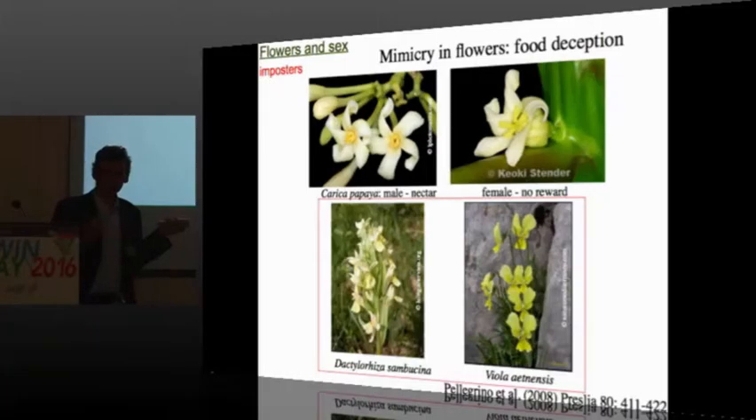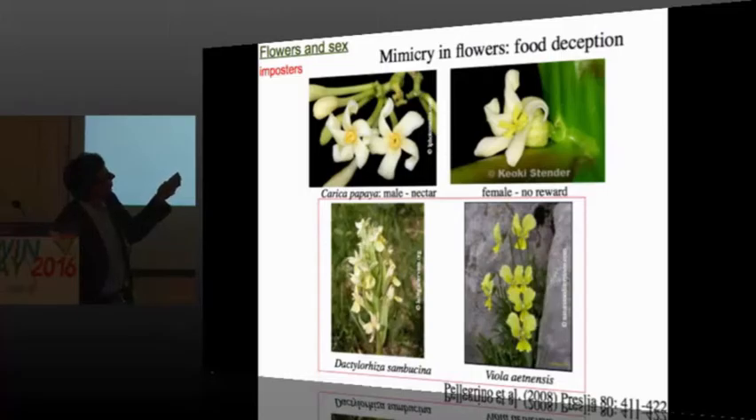That can happen within a single species, or it can also happen between two different species from different families. Two slides here show you pictures of Carica papaya. And papaya, the fruit that you all know, produces male and female plants. So it's dioecious, and the males are on one plant. The males produce pollen grains here, but they also produce nectar.